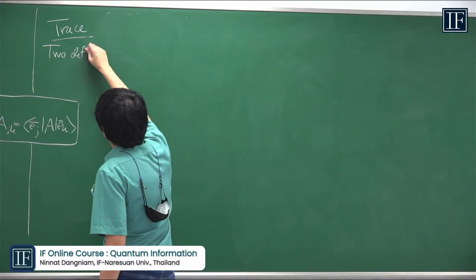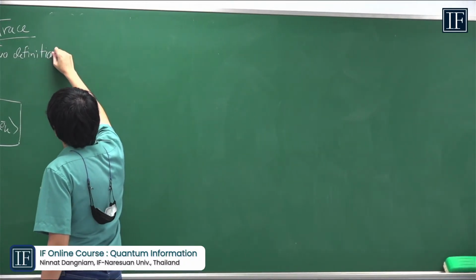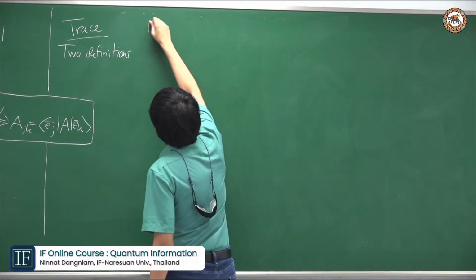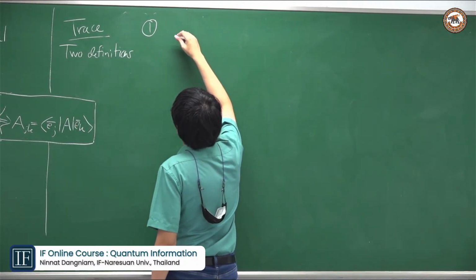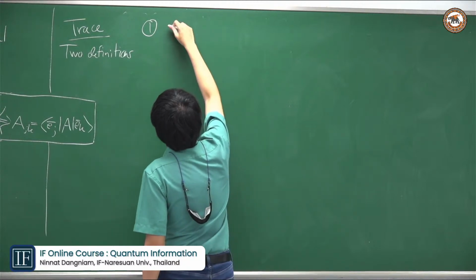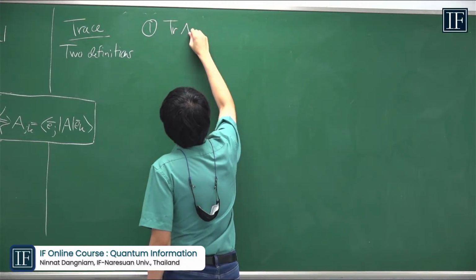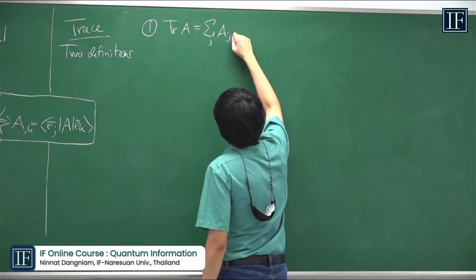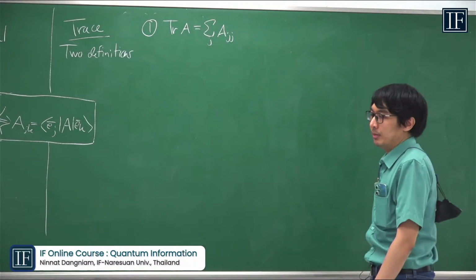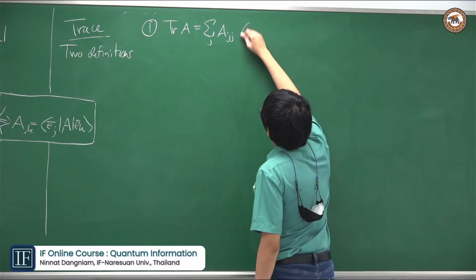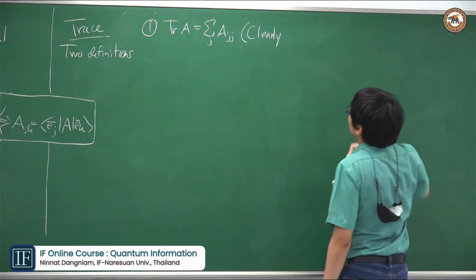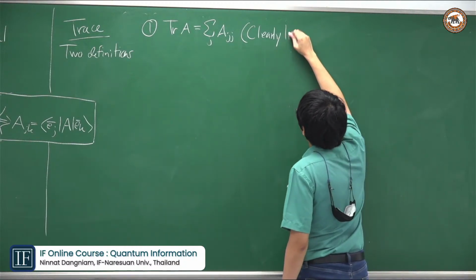Well, I can give two equivalent definitions. Maybe the usual one is that the trace of a matrix is the sum of its diagonal elements. And with this definition it's immediate to see that this is a linear function.